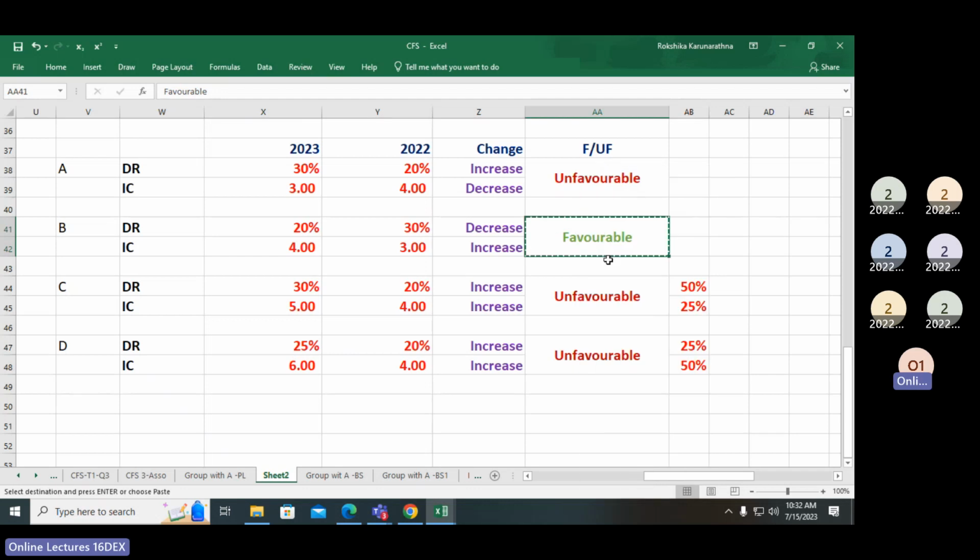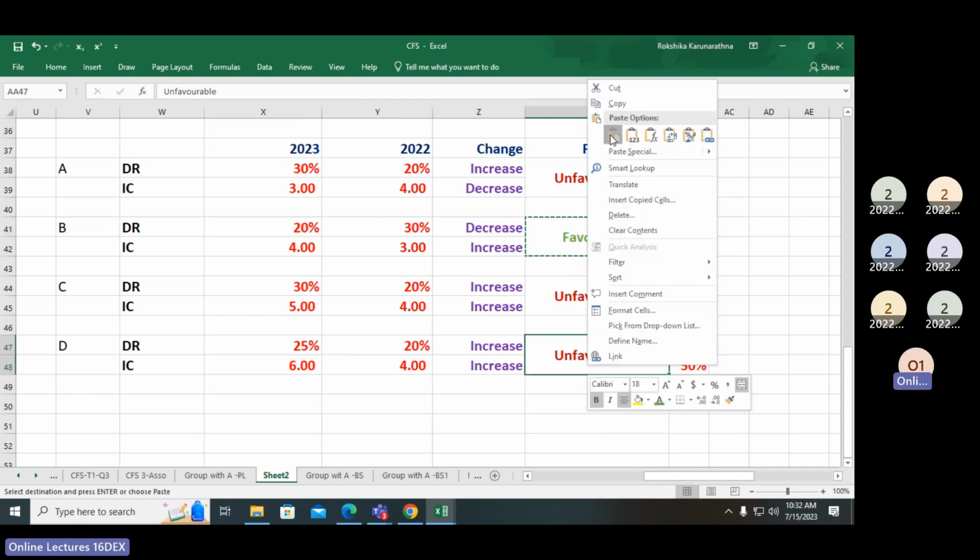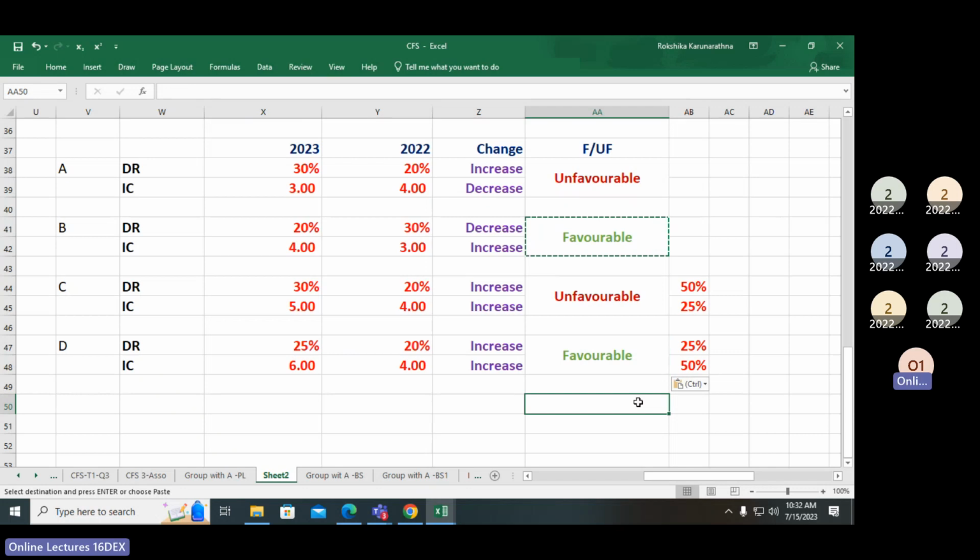Now this is both risk and return increases, but return increase is much higher percentage, right? Profit, interest cover increase by much higher. So it is favorable. මේ වෙලාවට මේ relative percentage එක බලන්න වෙනවා. එක observation එකකින් කියන්න බෑ. right?